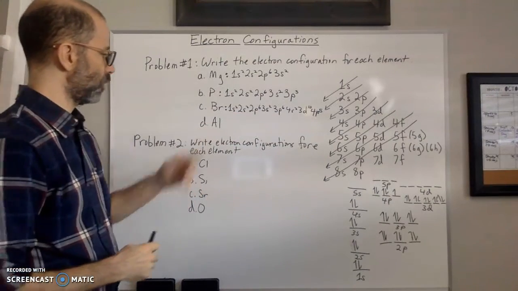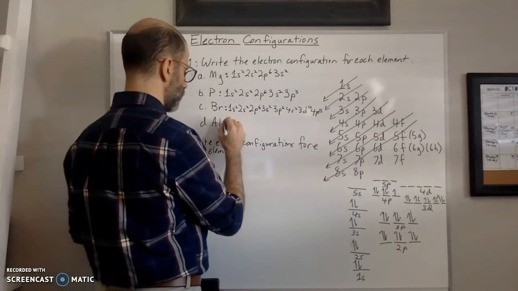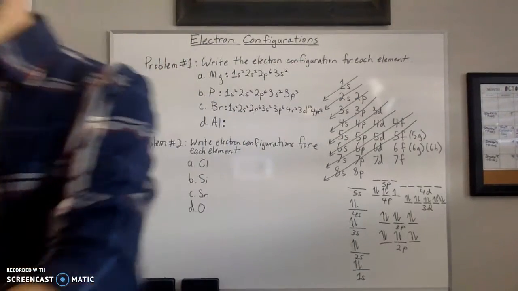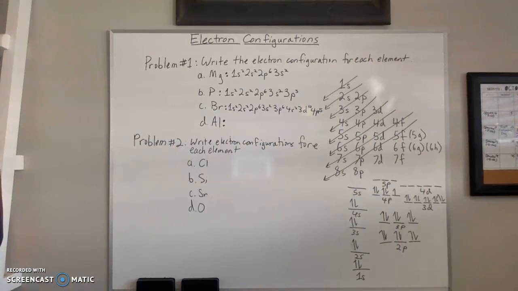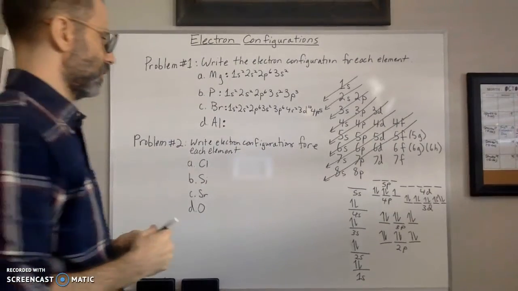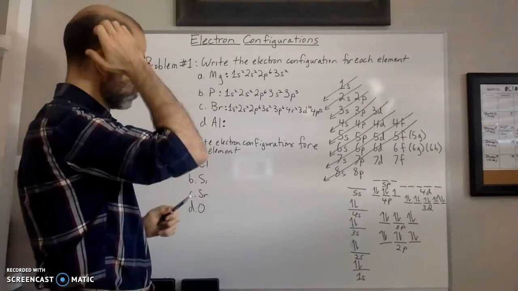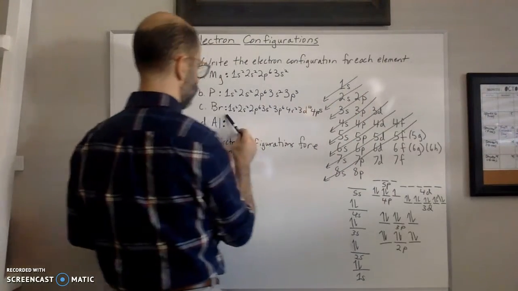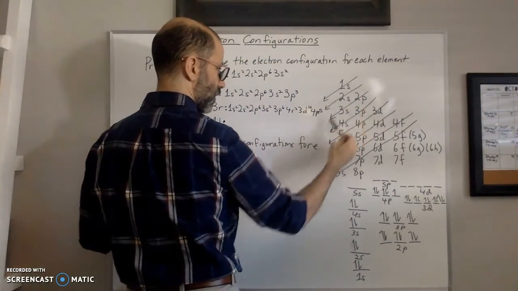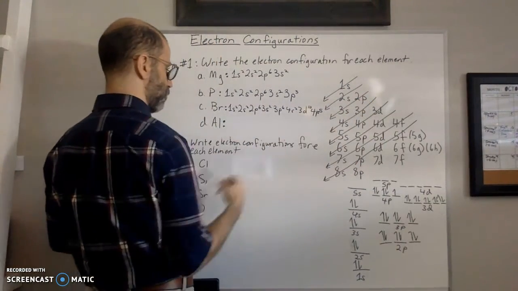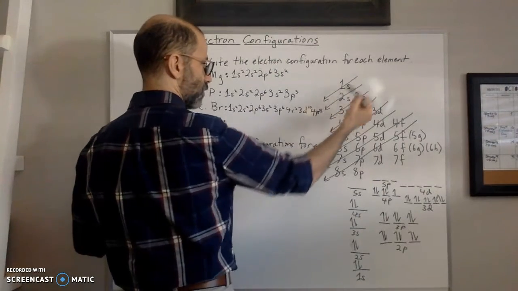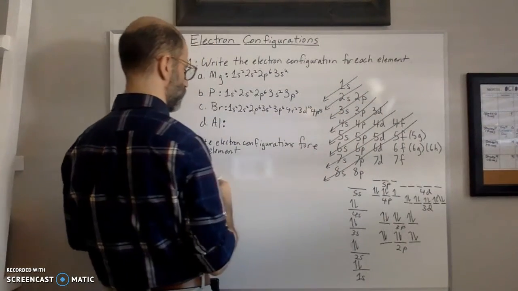Okay, let's do aluminum. So aluminum has 13 electrons. If we follow this, we could have followed this way through here. It would have given us the same one. So we're going to go through this until we use up 13.